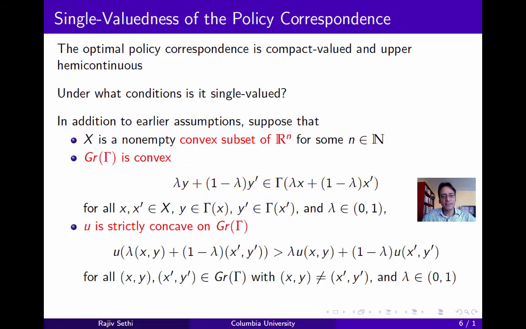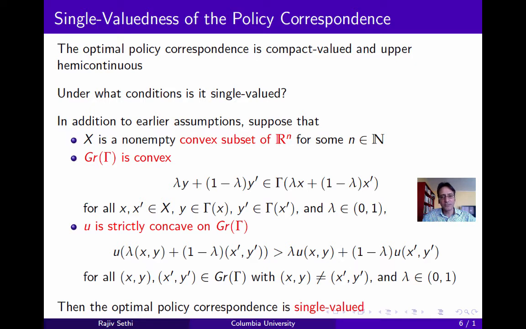And the last condition states that u, the one-period return function, is strictly concave on the graph of gamma. And this states that if you have two distinct points, (x, y) and (x prime, y prime), both of which are elements of the graph of gamma, then the one-period return you obtain at the convex combination of these points should be greater than the convex combination of the respective one-period returns. And if these three conditions are satisfied, in addition to the two we assumed already, which is that u is continuous and bounded, and gamma is compact valued and continuous, then the optimal policy correspondence is single valued.